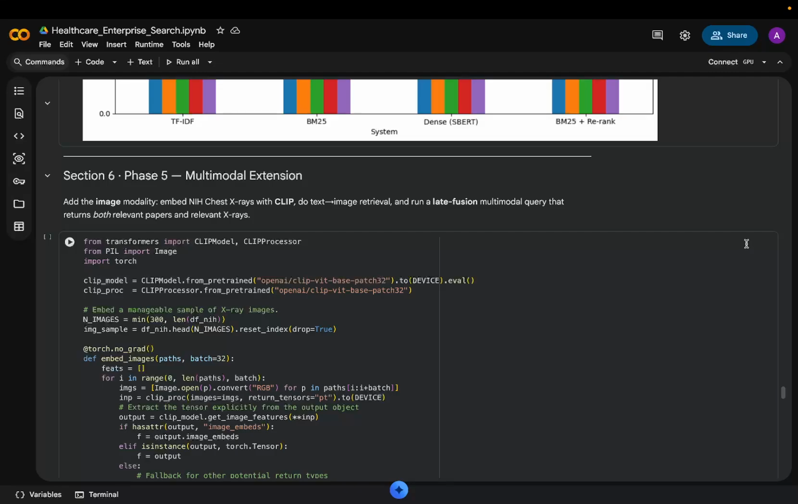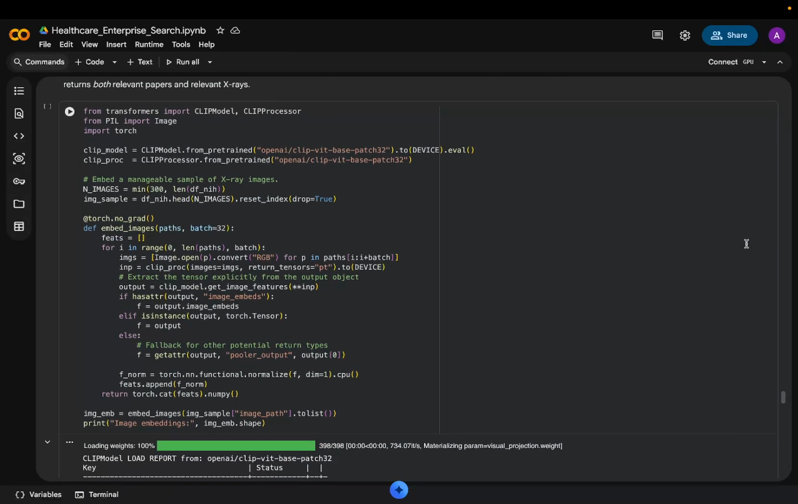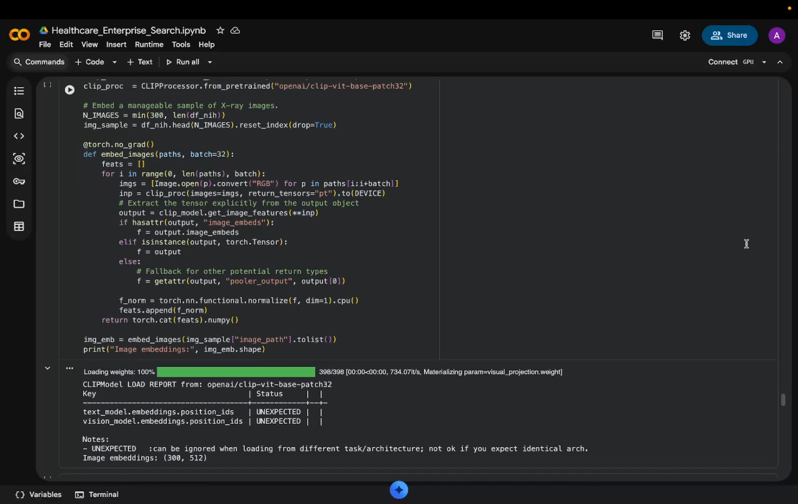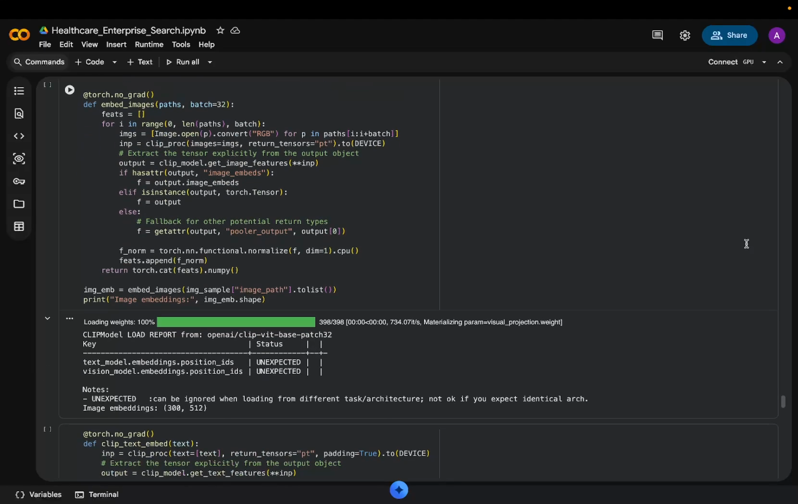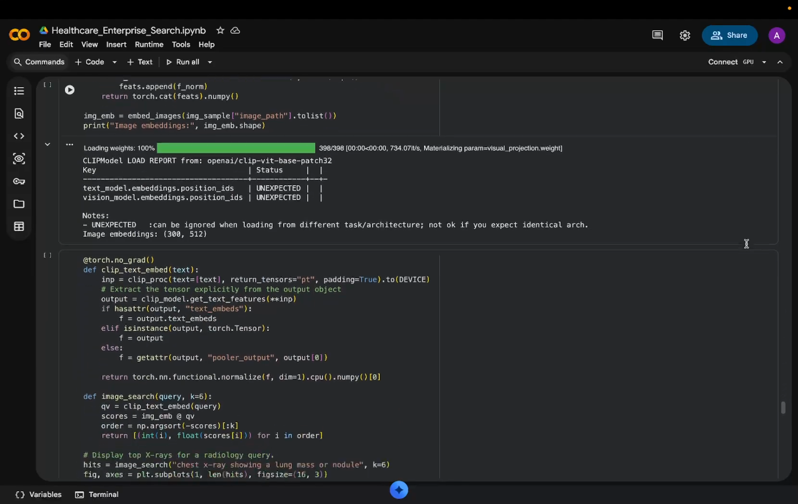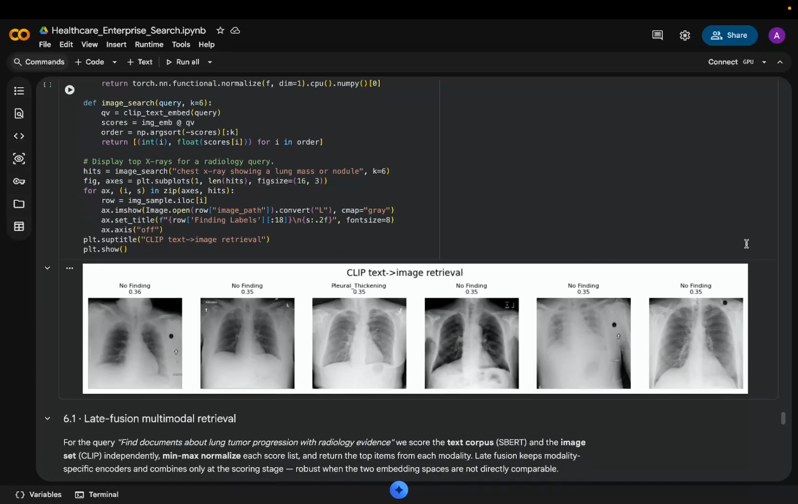Now a CLIP model is a joint text and image embedding model that maps both text descriptions and images into a shared numerical vector space. By doing this, it allowed us to understand how closely a specific image and a piece of text relate to each other semantically. So this was the last step of our task, and these are some of the results.